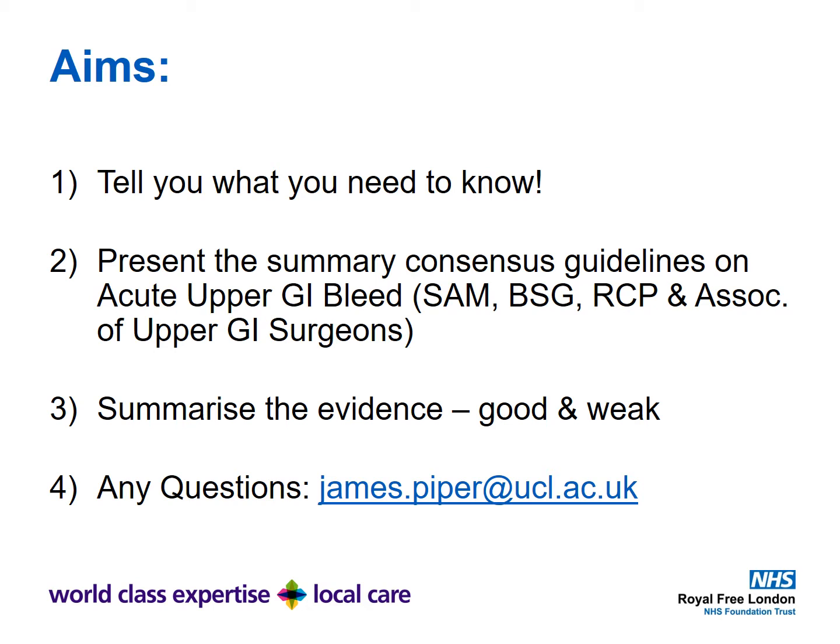So what am I going to try and do? Well, I'm going to try and tell you what it is you need to know in a relatively short tutorial. I'm going to present to you the summary consensus guidelines on acute upper GI bleed from the Society of Acute Medicine, British Society of Gastroenterologists, Royal College of Physicians and Association of Upper GI Surgeons. I'm going to summarise the evidence, good and bad, and of course if you have any questions, as I said throughout the tutorial series, then please don't hesitate to email me at my university email address.